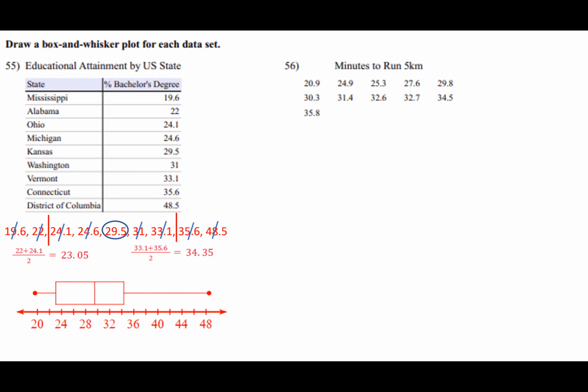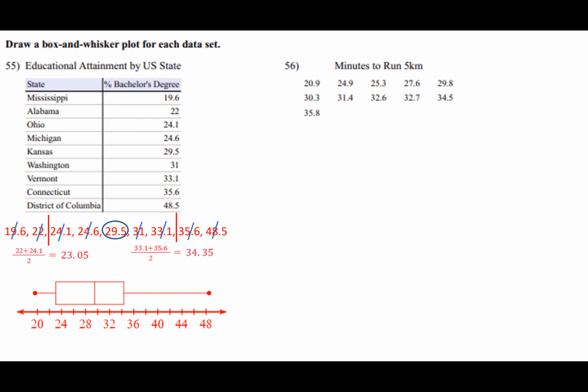Notice my lowest number and my biggest number, I represent them as dots. Notice 19.6 is a little to the left of 20. 48.5 is a little bit to the right of 48. My biggest and my smallest, I represented as dots.